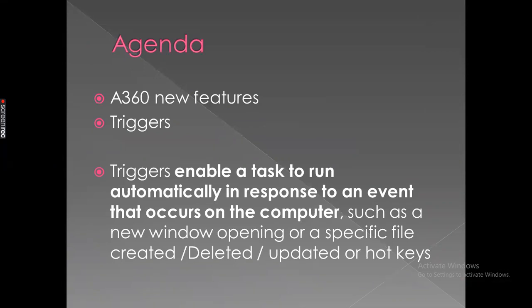So first of all we are going to learn what is a trigger. Triggers enable a task to run automatically in response to an event that occurs on your computer. Let's suppose a window is opened or closed, or a file is opened, created, deleted, updated, modified, or if you want to focus on any particular application, or if you want to update or rename a specific file, or if you want to close any specific window, or if you receive or delete any email, something like that. So based on the trigger on your computer, you can automatically run a bot. Let's see how to implement triggers using Automation Anywhere A360.